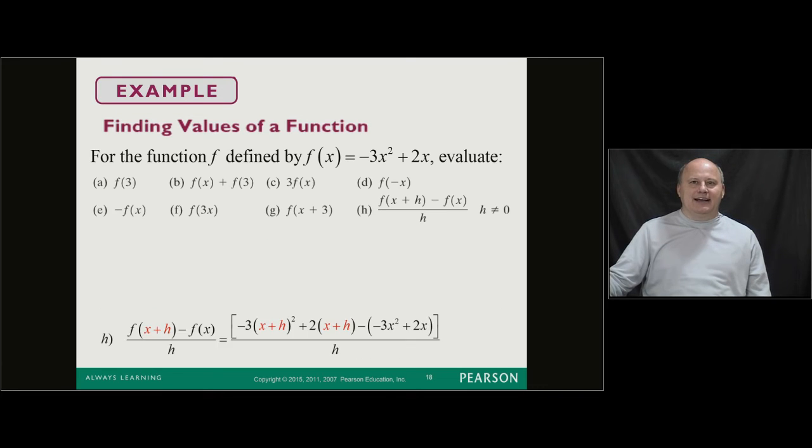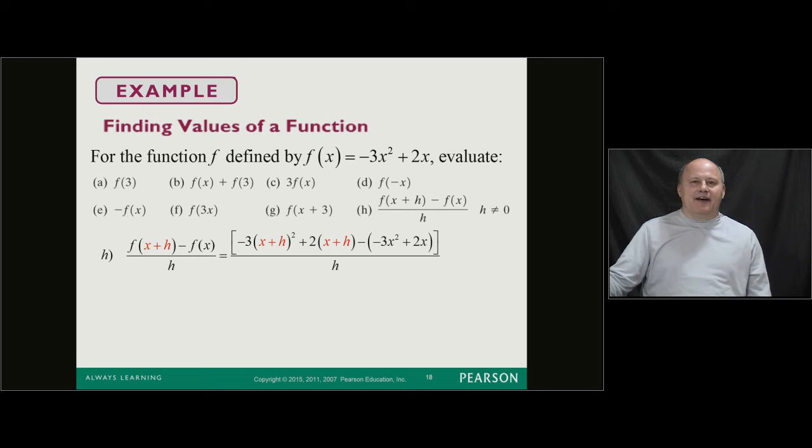And then finally, h, which is the biggie, f of x plus h minus f of x all over h. Now this is actually called the difference quotient. The difference quotient is this. You'll see it a lot if you're deciding to take calculus. When you start talking about derivatives, it's kind of like the preliminary stuff. But this is called the difference quotient. So you'll hear this again and again.